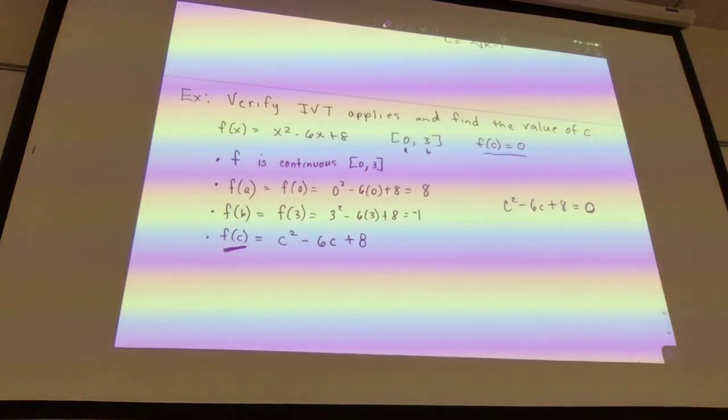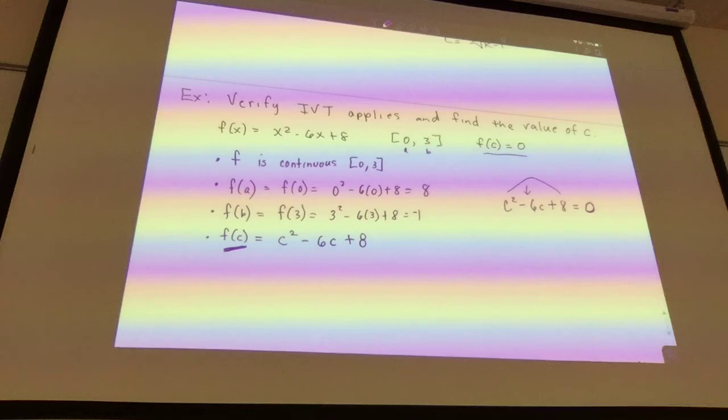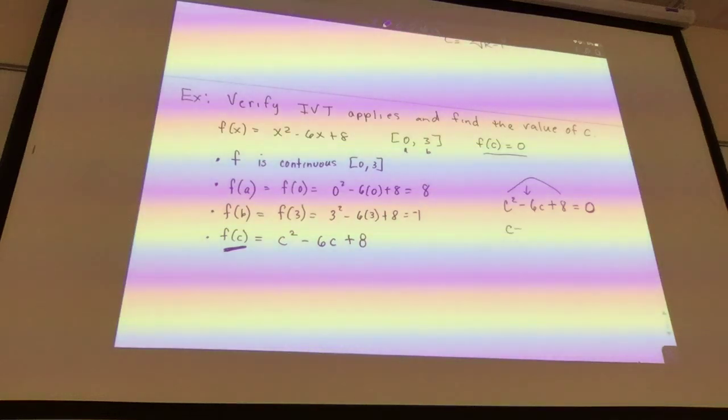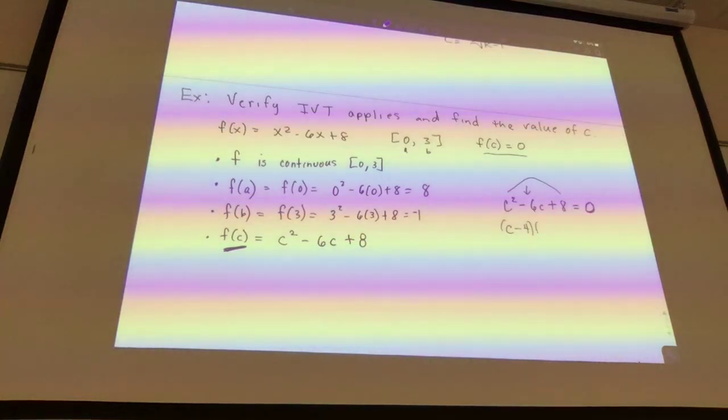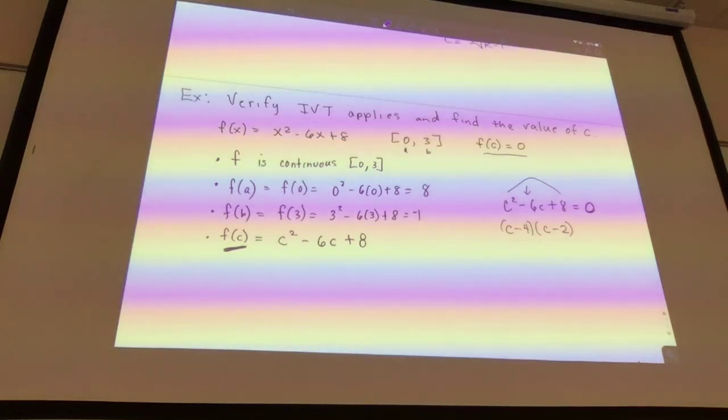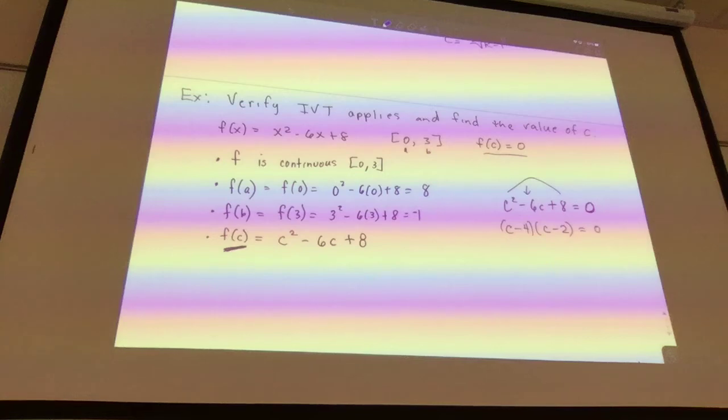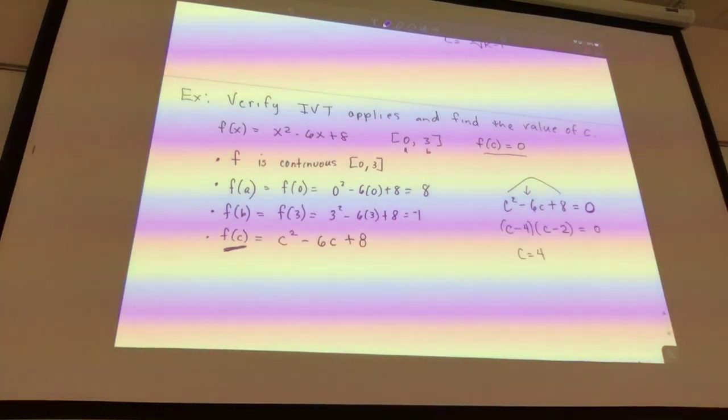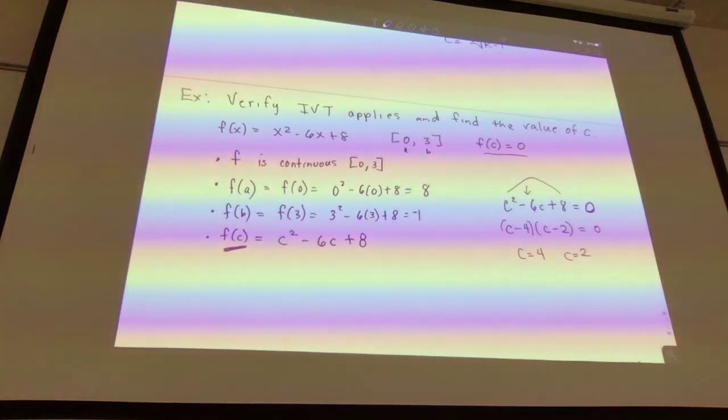So factor, what multiplies to give us 8, but when we add, we get -6, so that would be C minus 4, C minus 2, right? Because you get positive 8. Negative times a negative is a positive. When I add them, I get -6. So C is equal to 4. C is equal to 2.